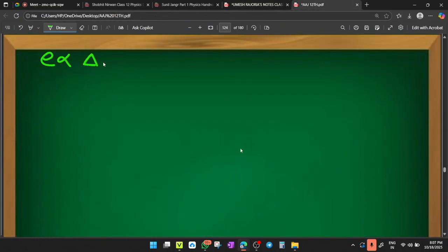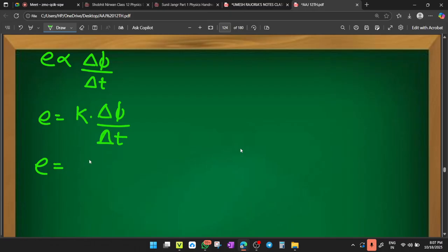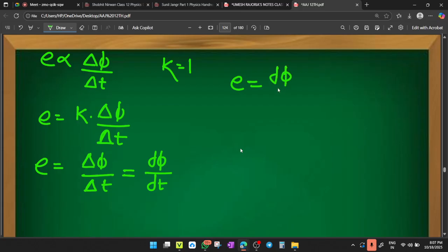As E is proportional to delta phi upon delta T, so E is equal to K delta phi by delta T. And by experiment, the value of K equals 1, so it will become only delta phi upon delta T. Clear? Yes, in calculus, you can write E is equal to d phi by dt. Very, very important, my dear. One numerical will be from this concept, E equals d phi by dt. The magnitude of EMF can be carried out by this formula. Rate of change of flux, or derivative of flux, is given by EMF. Clear?